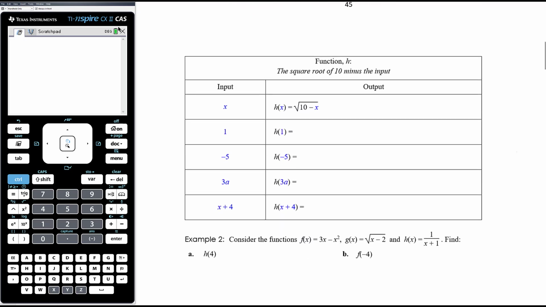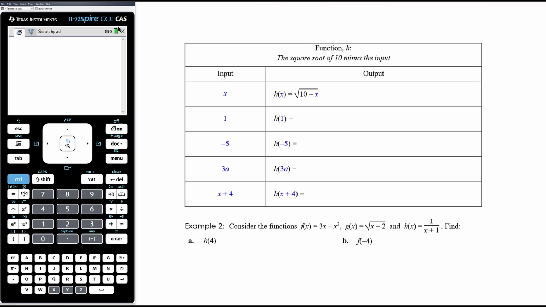Alright, let's have a go at another one. Function h is the square root of 10 minus the input. So if the input is x, h of x is the square root of 10 minus x. If the input is 1, h of 1 is the square root of 10 minus 1, which is the square root of 9, which is just positive 3. We didn't take the square root. H of 1 is equal to the square root of 9.